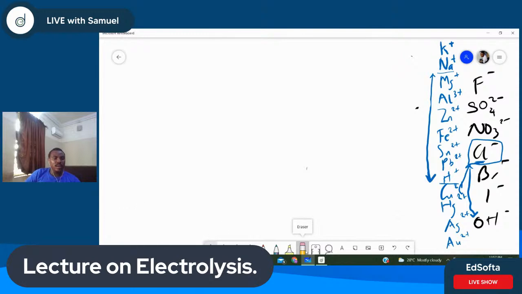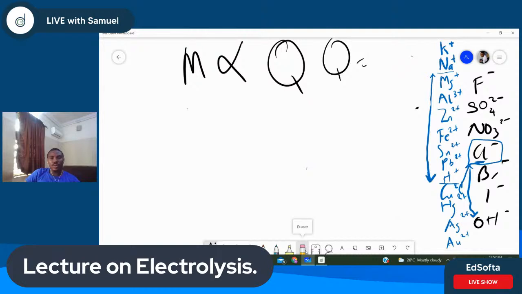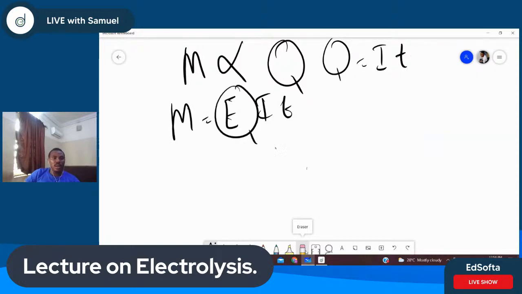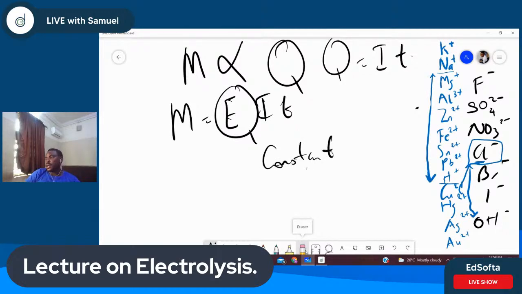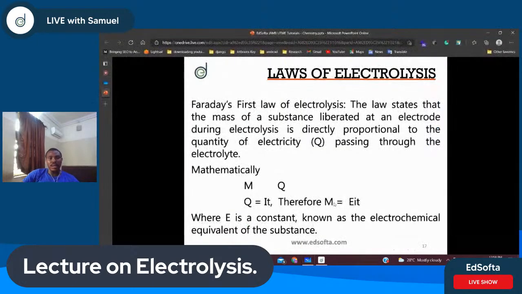So it's telling us that the mass is directly proportional to the amount of charge. And we know that charge is equal to I times t from our elementary physics. So we know that m will be equal to E I t, where E is a constant, and that constant is known as the electrochemical equivalent of a substance.